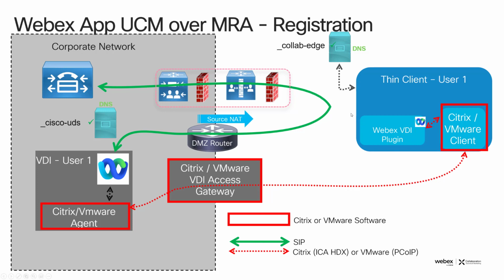So we send our SRV queries, Cisco UDS and Collab Edge, to the DNS based on the voice services domain. And because this time we're connecting to a public DNS, we should get a positive result for the Collab Edge SRV query, which should in turn point to the FQDN of the Expressway E. So the FQDN of Expressway E is returned to the Webex VDI plugin. So the Webex VDI plugin now knows that it's outside the corporate network and we have the Expressway E address. So the Expressway E address is passed up the virtual channel once again to the Webex app.